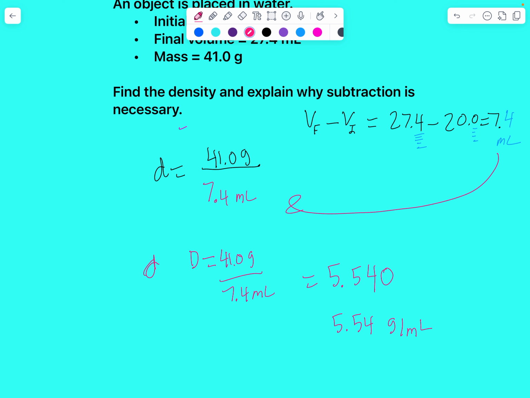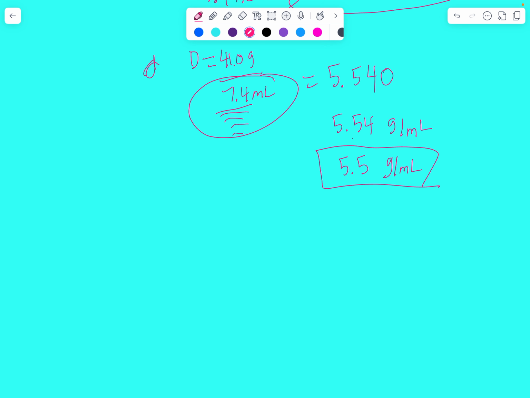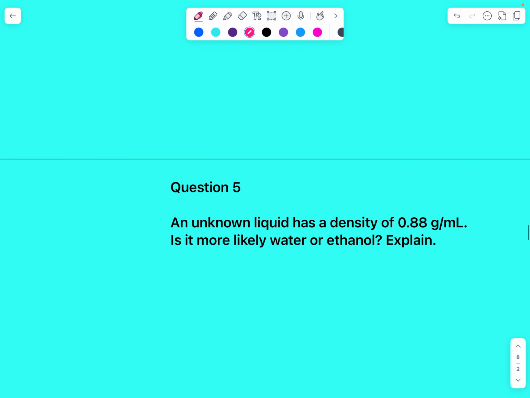But guess what? The 7.4 was still a process that we were using, which was 2 sig figs. So I'm not even done. I'm going to say 5.5 grams per milliliter. This is my answer, not 5.54, because this is 2 sig figs. And I knew it was 2 sig figs because of that. All right, good job. Let's move on to question 5.